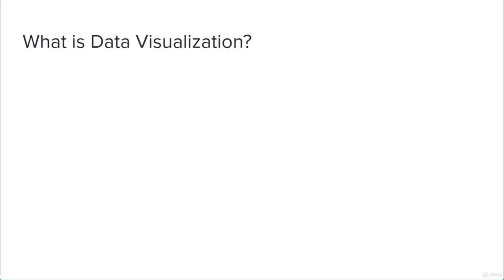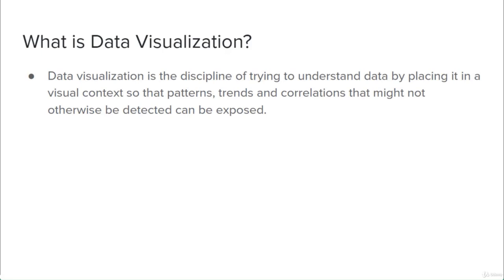So what is data visualization? By the formal definition, it is the discipline of trying to understand data by placing it in a visual context. In a way, we can understand the patterns, trends, and correlations that might not be detected otherwise, because some information is way easier to grasp when visualized, especially trends or correlations that are hard to interpret by just looking at the numbers. In this way, you can combine different data and visualize them to identify patterns in it.